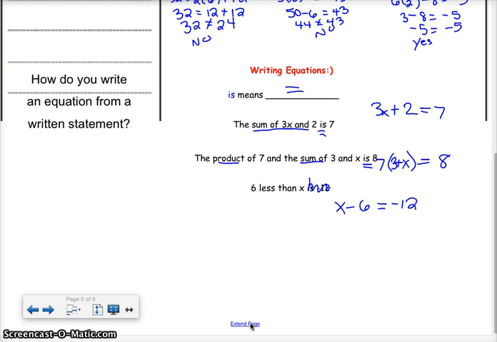Okay? So you can tell me if an equation is true, false, open. You can identify solutions, and you can write equations.